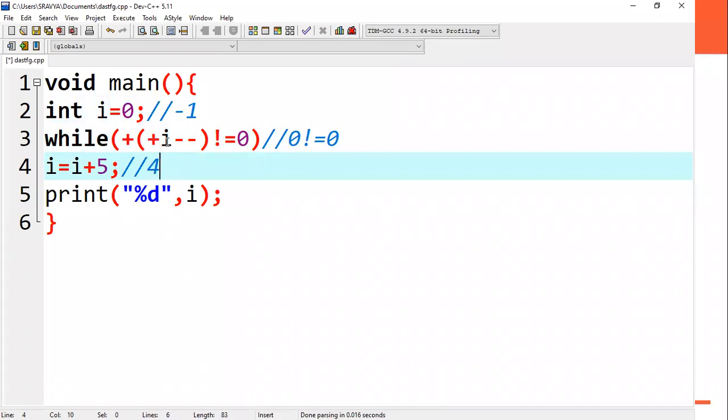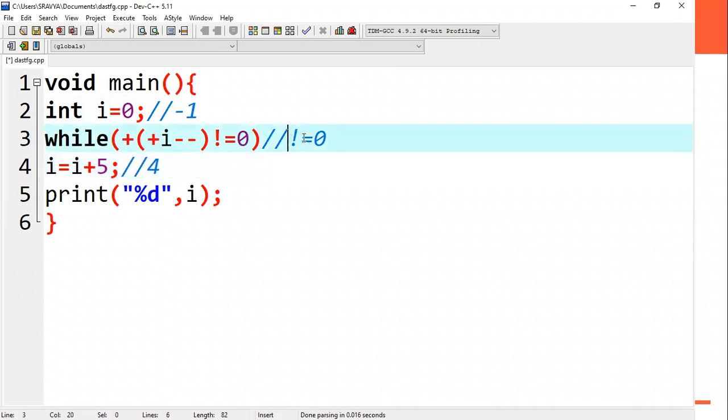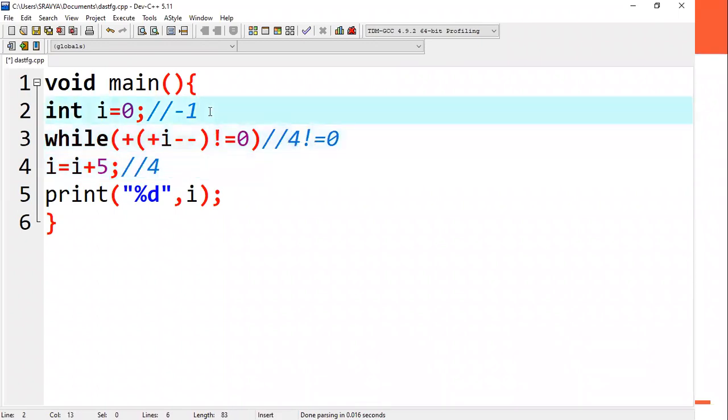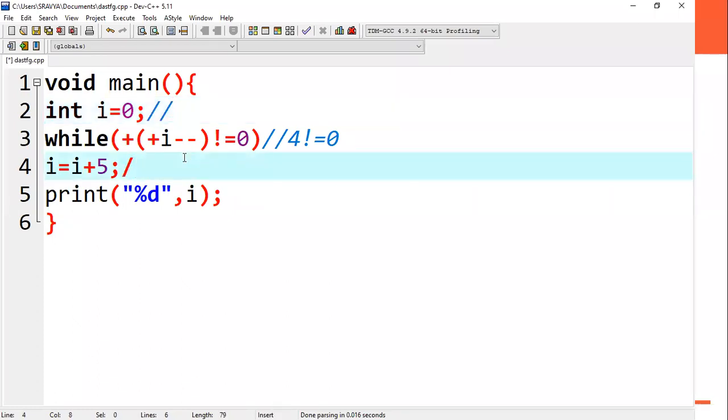And then it goes back. Again, now it will check. i value is 4. 4 minus minus, that will be 4, but in the memory it will become 3. 4 not equal to 0, true. Oh, 0 not equal to 0 is false, right? Sorry, my mistake. One second. Yeah. Sorry, my mistake. Just see again, I'm explaining.